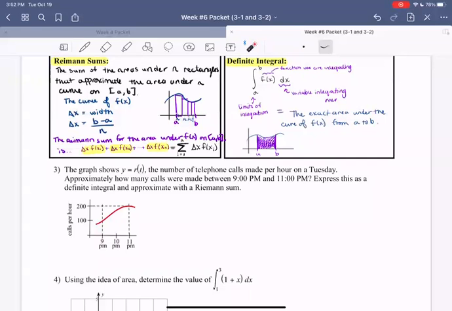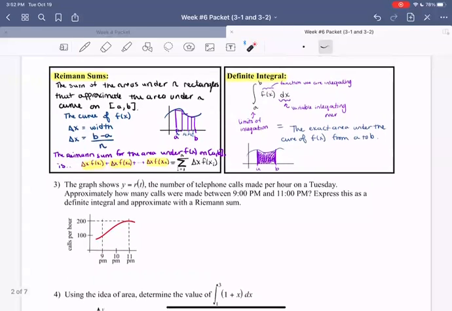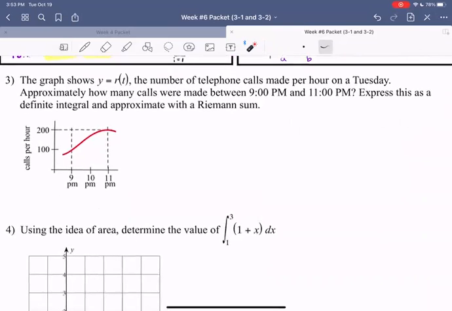In this video, we're continuing our work in section 3.1. After looking at our definitions of Riemann sums and definite integrals, we're now going to continue with example 3. In this example, we're going to again estimate the area under a curve, but we're going to make more sense of the context of what that area represents.